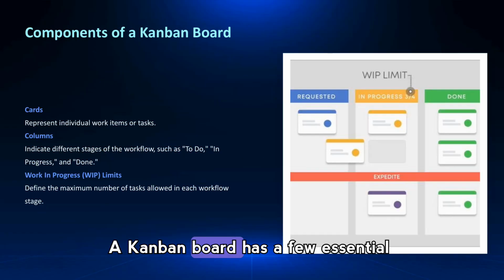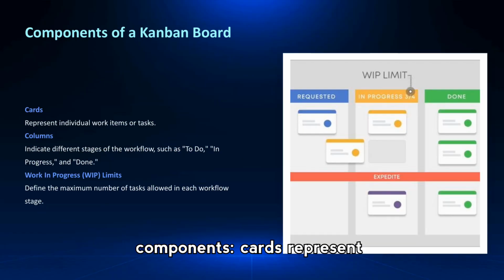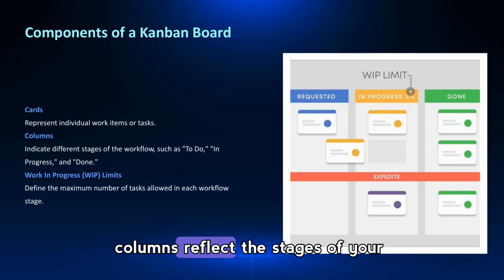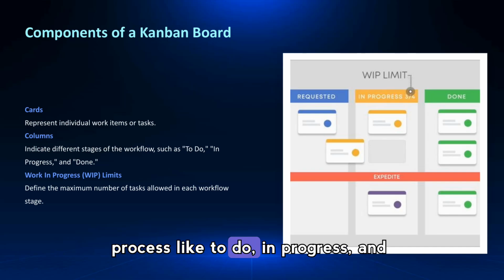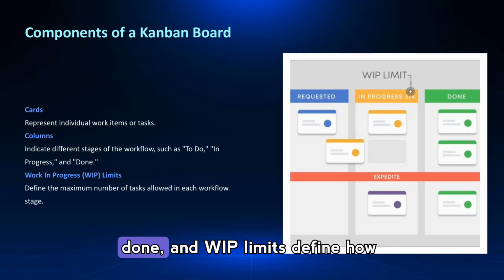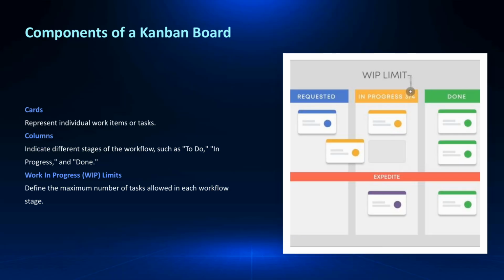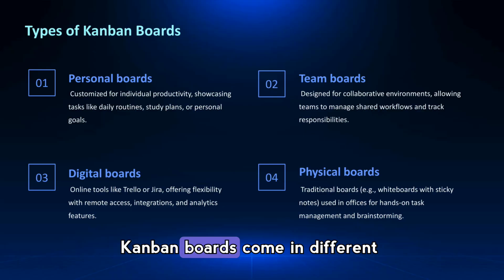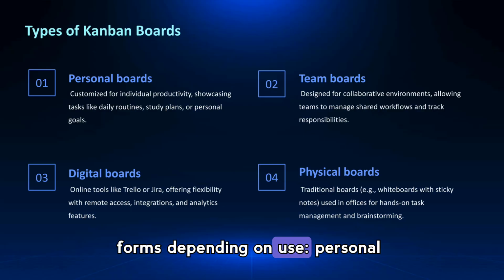A Kanban board has a few essential components. Cards represent individual tasks or work items. Columns reflect the stages of your process, like to do, in progress, and done. And work in progress limits define how many items can be in a stage at once to prevent overload and maintain steady flow. Kanban boards come in different forms depending on use.